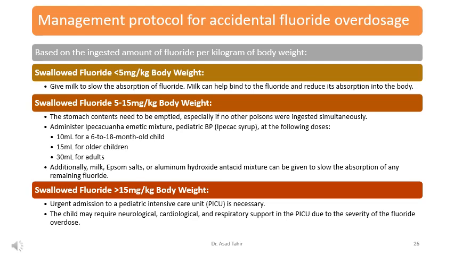Swallowed fluoride 5-15 mg/kg body weight. The stomach contents need to be emptied, especially if no other poisons were ingested simultaneously. Administer ipecacuanha emetic mixture, pediatric BP, ipecac syrup, at the following doses: 10 ml for a 6 to 18-month-old child, 15 ml for older children, 30 ml for adults. Additionally, milk, Epsom salts, or aluminum hydroxide antacid mixture can be given to slow the absorption of any remaining fluoride.